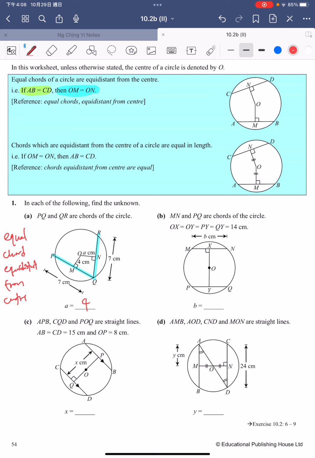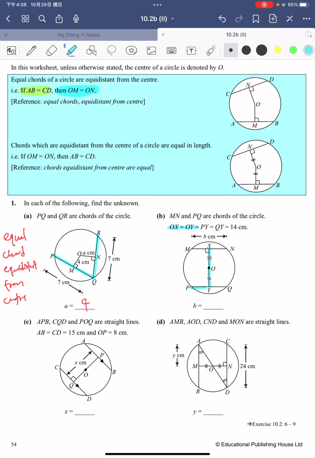For part B, we have MN and PQ as chords of the circle. But this time, they're saying that OX is equal to OY. You can see there's a right angle here, so these two lengths are the same, and we have PY equal to QY. They're now asking for the length of MN.